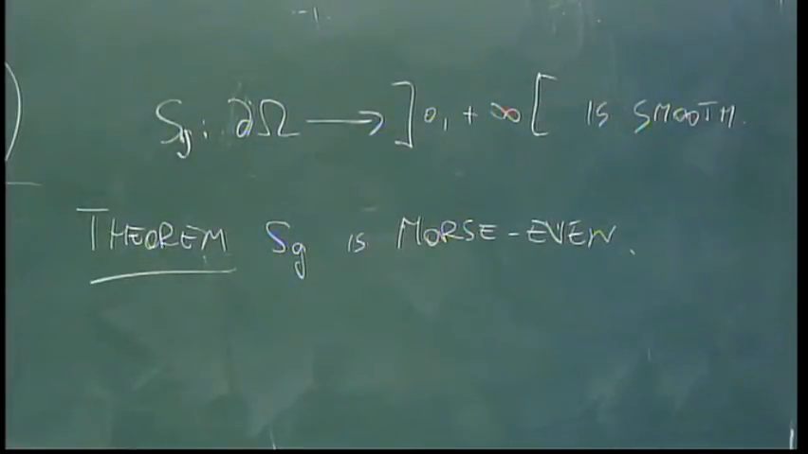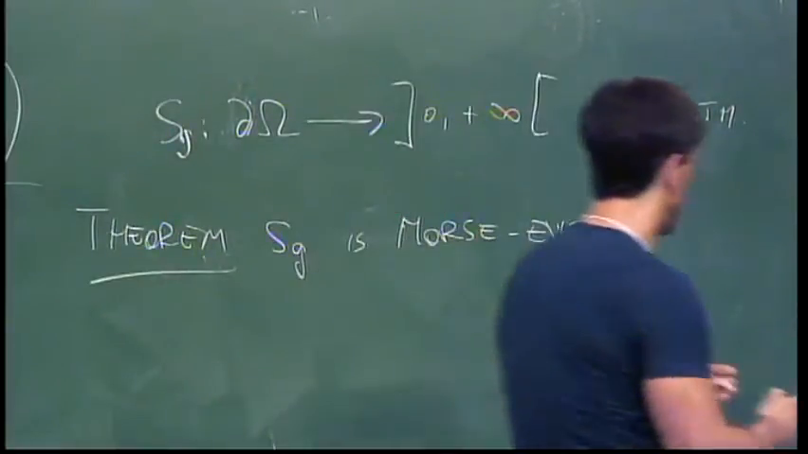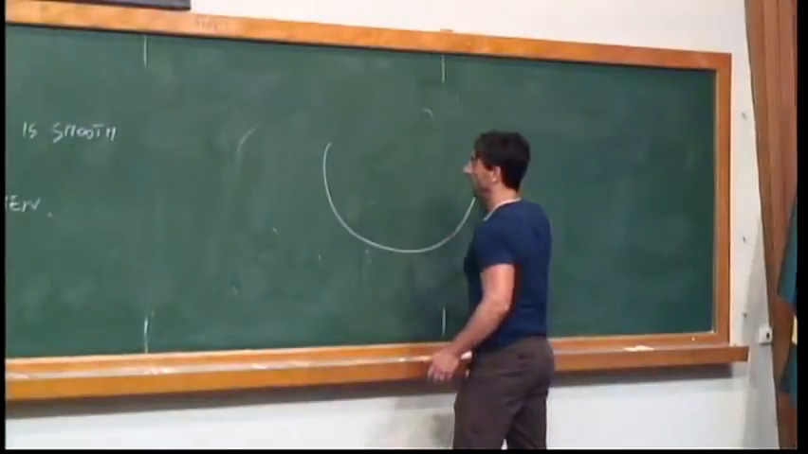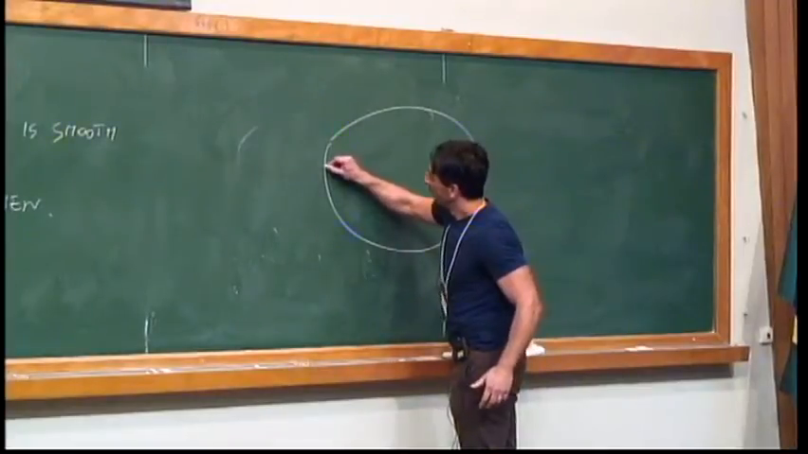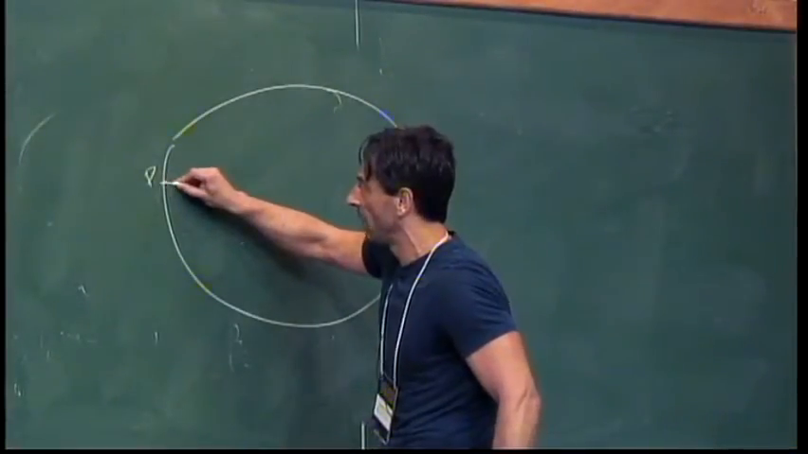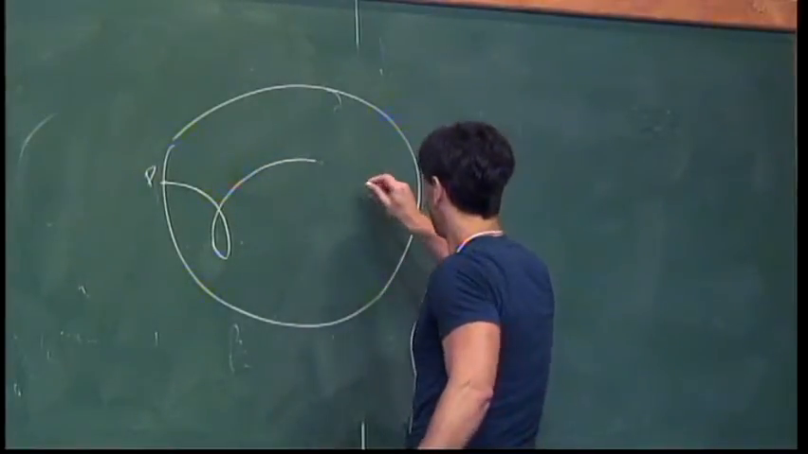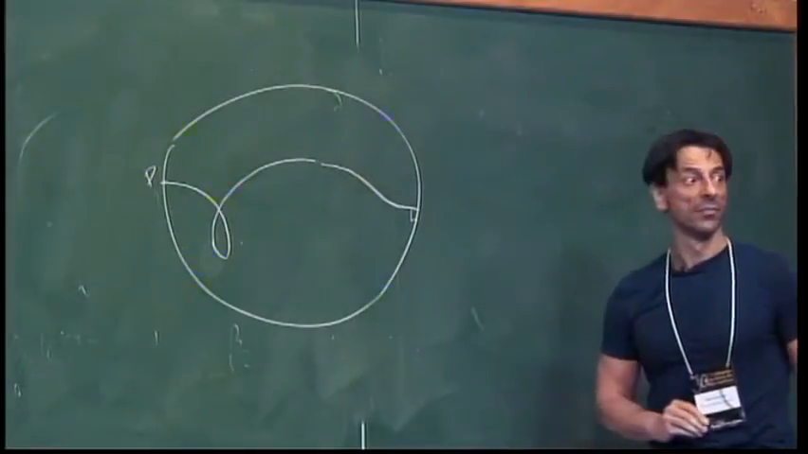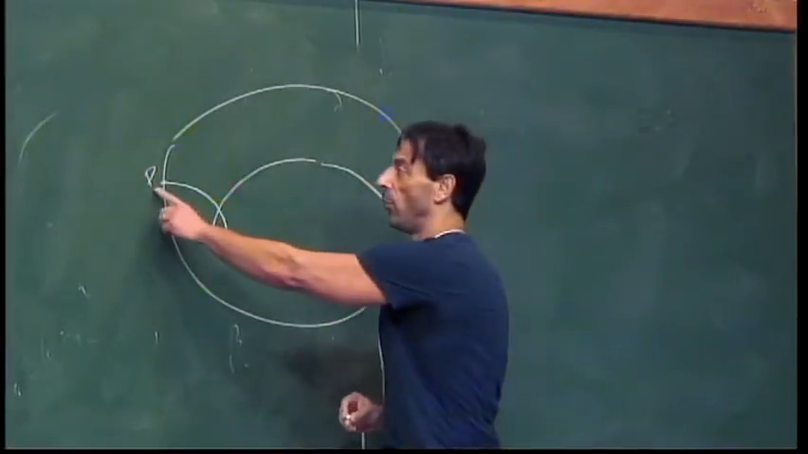Okay, so remember what a Morse-even function means: associated to one critical point, I should have another one with the same Morse index. Okay? So, what do you guess? I have my ball. I have a critical point. So that means that this geodesic starting orthogonally here at some point arrives orthogonally here. So P is a critical point.